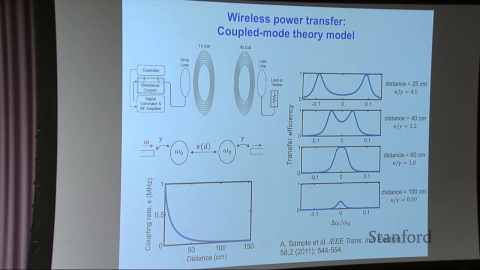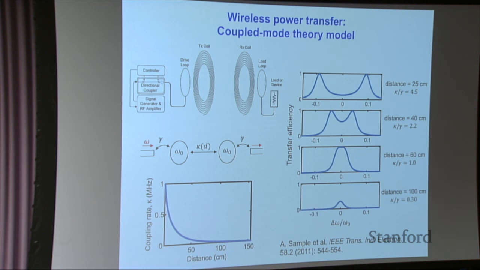Given that this is a coupled oscillator system, if you plot the transmission as a function of frequency, in what's called the strong coupling limit, when the two coils are relatively close, then you basically have two resonance peaks, and the peak transfer efficiency reaches 100%. So that, of course, is very nice. It says that you can actually transfer energy over a distance through thin air.